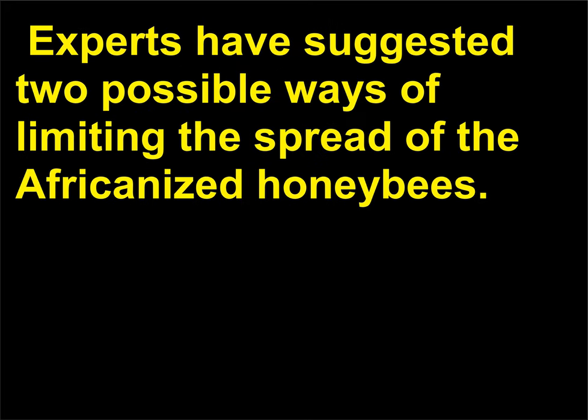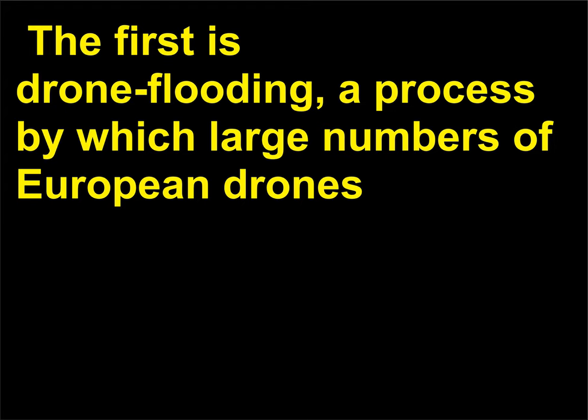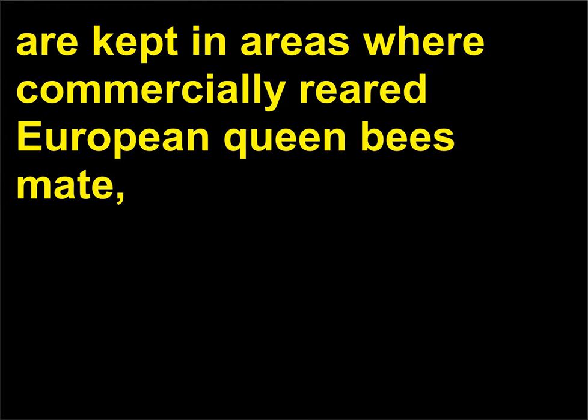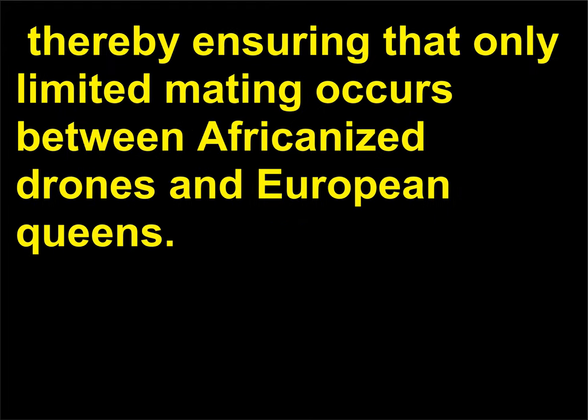Experts have suggested two possible ways of limiting the spread of the Africanized honeybees. The first is drone flooding, a process by which large numbers of European drones are kept in areas where commercially reared European queen bees mate, thereby ensuring that only limited mating occurs between Africanized drones and European queens.